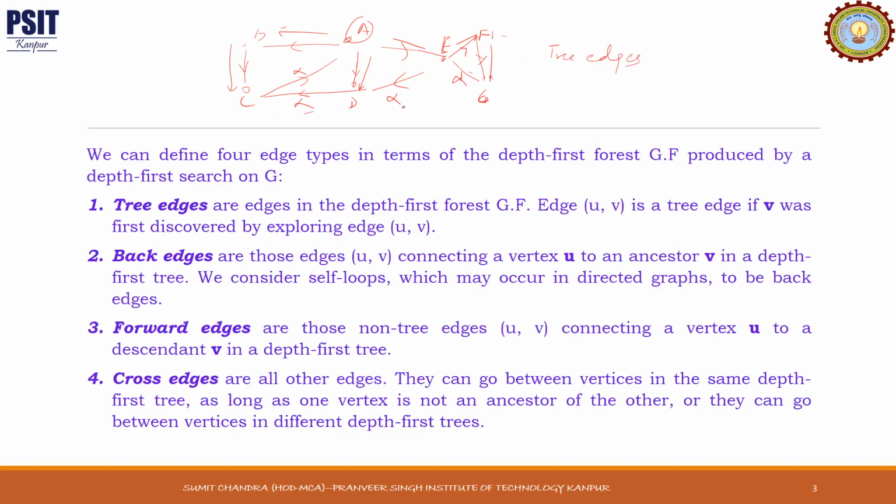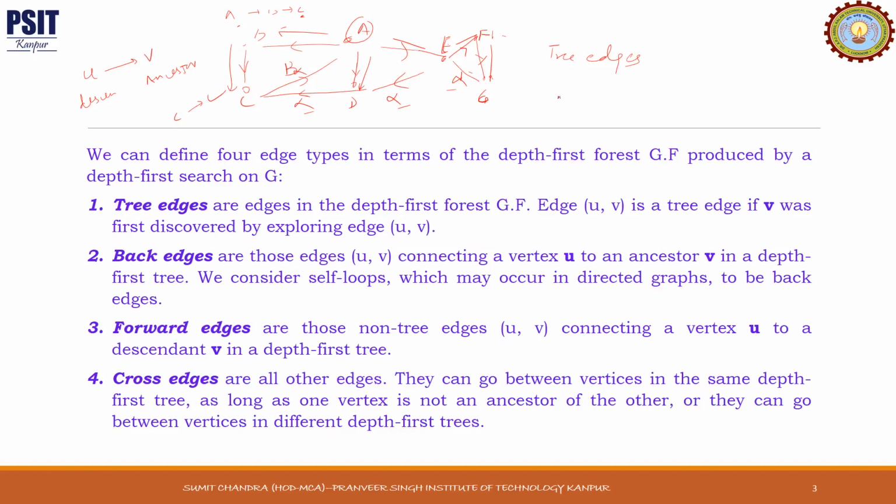Now the unexplored edges can be divided into three categories: back edge, forward edge, and cross edge. So what is a back edge? A back edge connects a vertex U and V, where U is a descendant and V is an ancestor in a path. For example, in this path we are going from A to B and B to C. So the edge C to A means a descendant is connected to an ancestor. This edge is basically a back edge, represented by B.